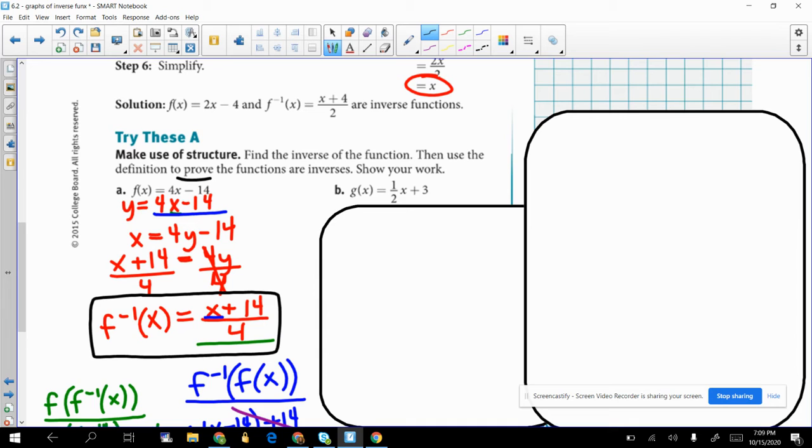Okay. All right, so go ahead and pause the video here, and I want you to try part B. First, find the inverse, and then go ahead and prove that the functions are inverses.